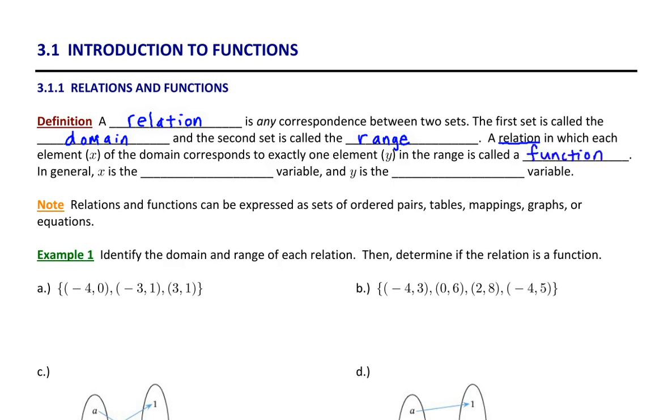So a function is a relation, but it satisfies a more stringent condition. That is, every element of the first set has to have a unique element from the second set paired with it. In general, x is what we call the independent variable, and y is then the dependent variable, although the variables can change with different models. Note that relations and functions can be expressed as sets of ordered pairs, tables, mappings, graphs, or equations.